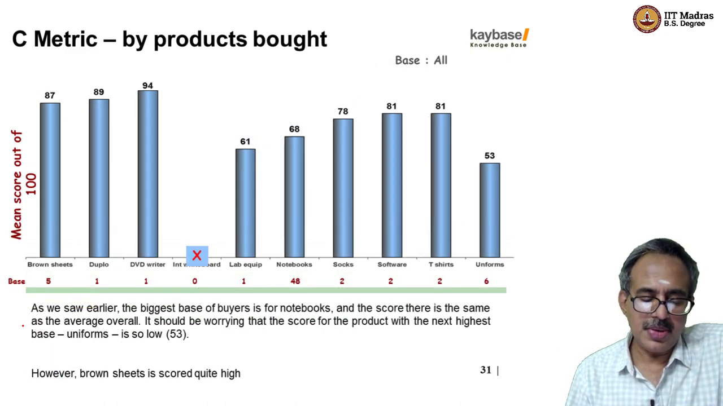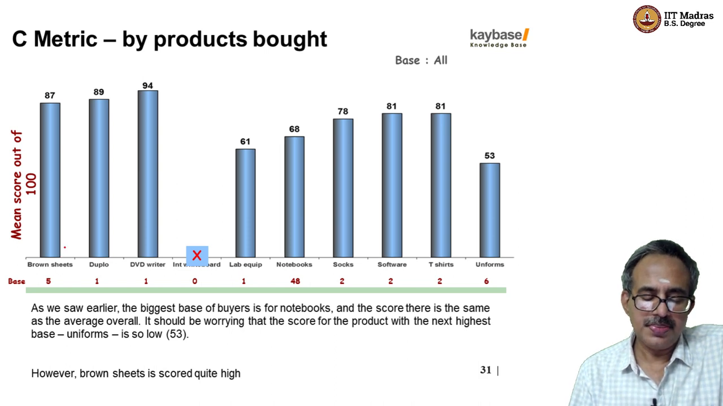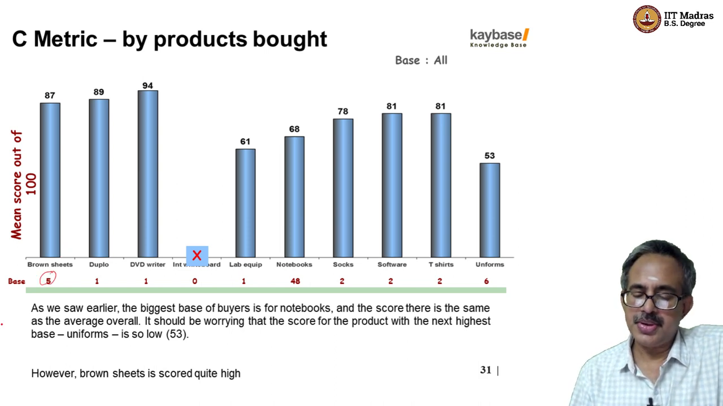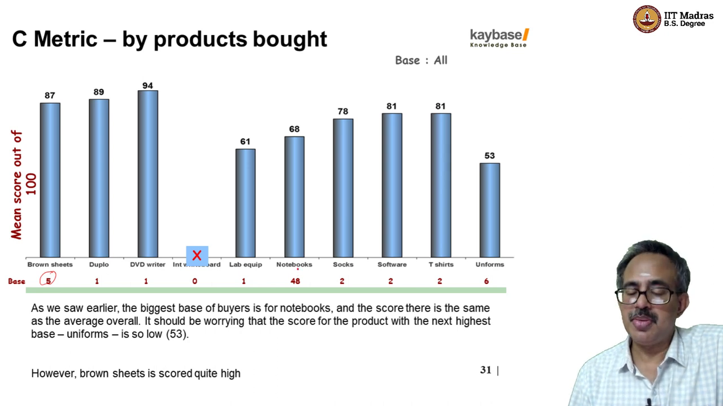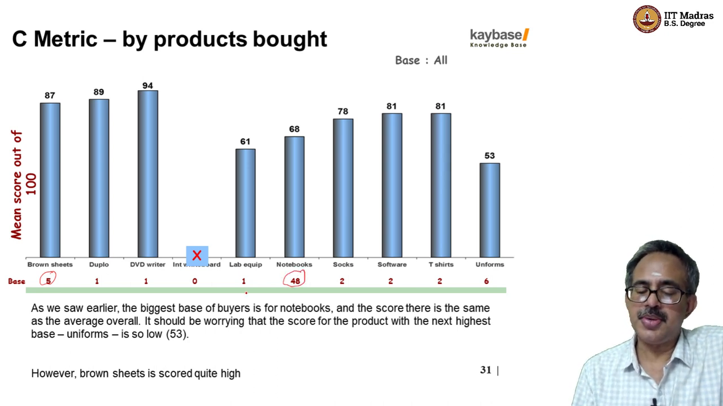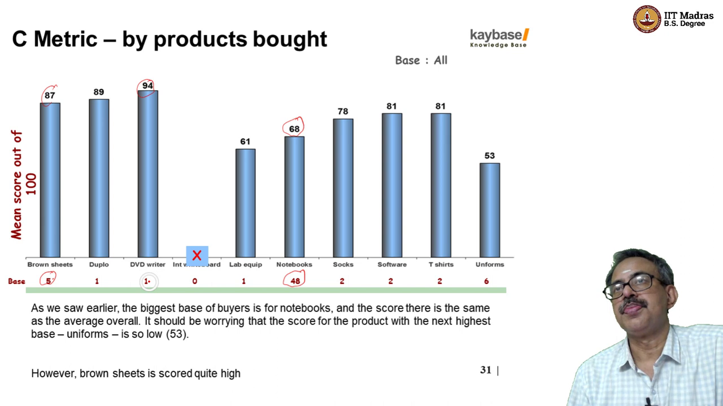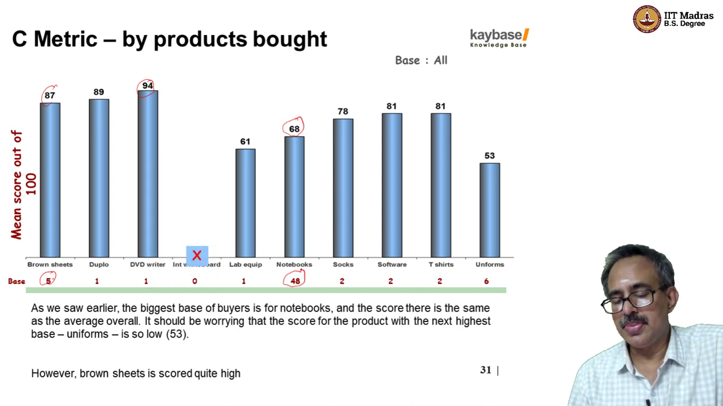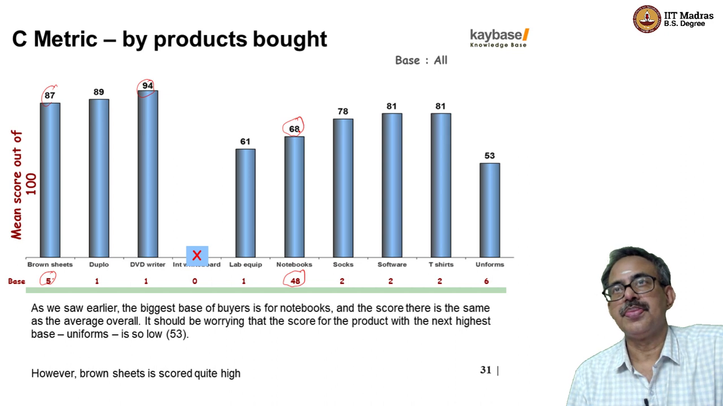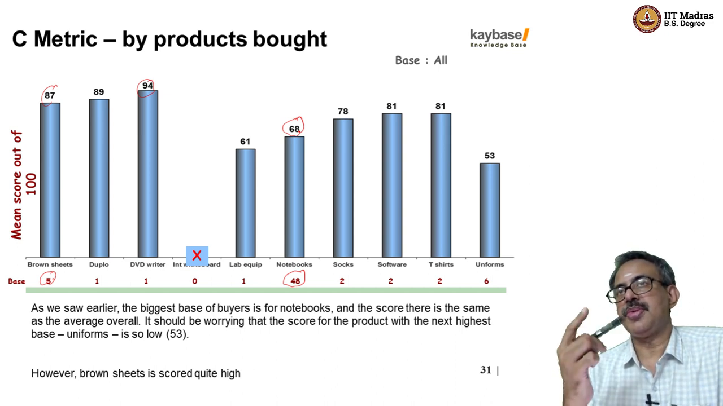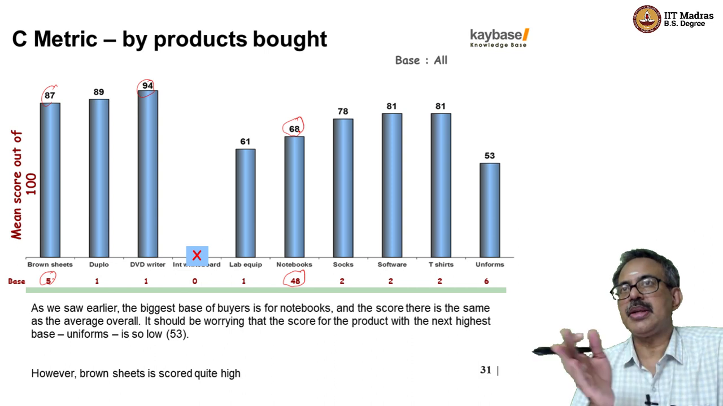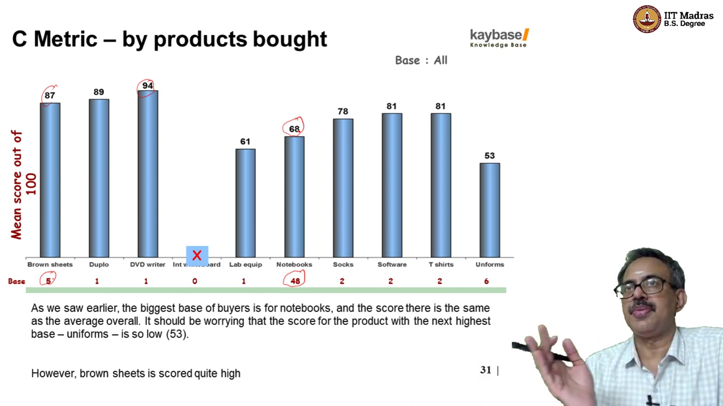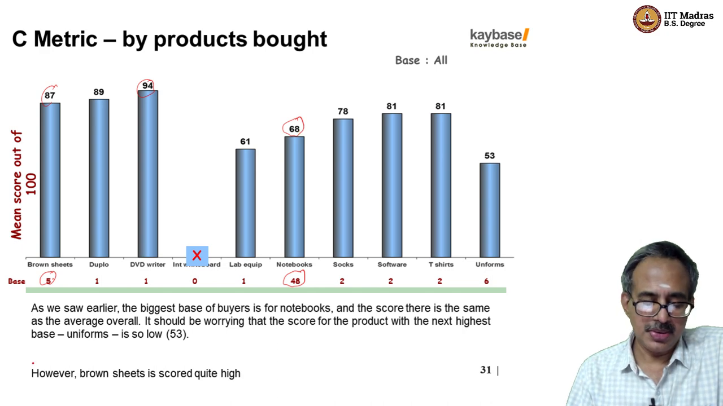And then we asked them what all they are buying. 7 people are buying brown sheets, which is only 5 people. So let's look at this. 48 people out of the sample of 60 people are buying notebooks, and for them the satisfaction score is 68. The people buying DVD writers are very happy, or the brown sheets buyers are very happy. There's only 45 people here, only 1 person here. So the real chunk is here, and they're only averagely happy. Right? Since we've got one index kind of thing, we can break it up. It gives us the flexibility to compare across different kinds of products and geographies and so forth.